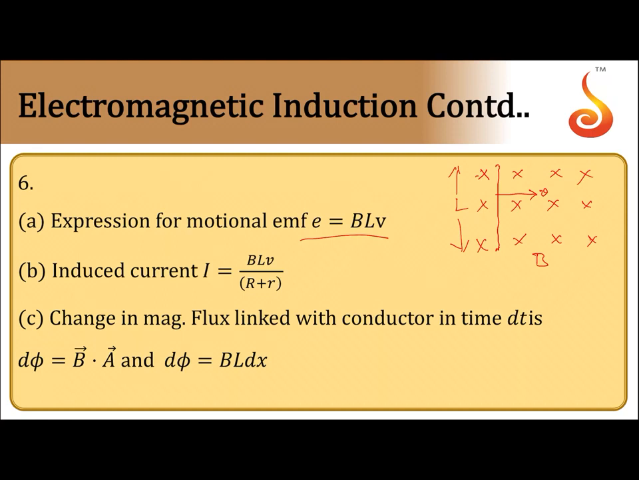Then induced current will be BLV divided by R plus r, where r is the resistance of the conductor and capital R is the circuit resistance. The change in magnetic flux linked with the conductor in time dt is given by d phi is equal to B into dA, or d phi is equal to BL into dx. If it covers a distance dx in time dt, then the area swept by this conductor will be L into dx. That is what is taken here.